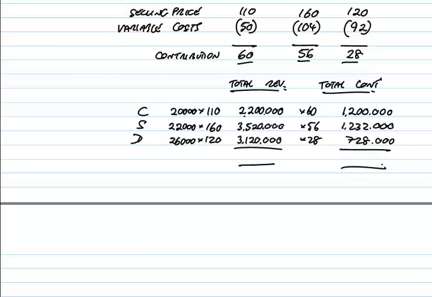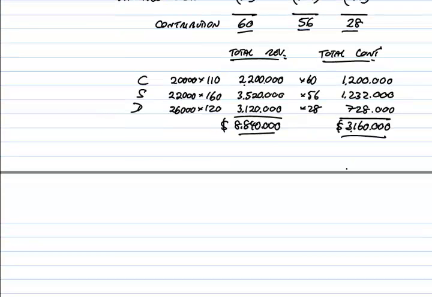So the total revenue £8.84 million. The total contribution £3,160 million. I think my arithmetic's right, but as long as your working's neat, even if there is an arithmetic mistake, as long as it's clear what you're doing, you'll get most of the marks. But now we can write down the CS ratio itself.